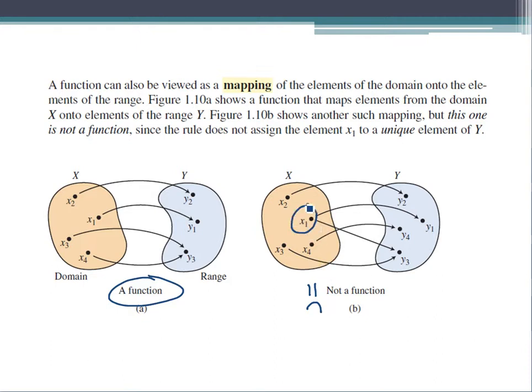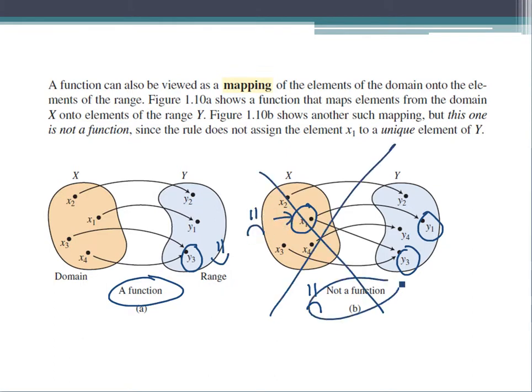Do you see which one? It's this x value right here, which they call x1. It's going to y1, and it's going to y3. That's not cool. All right, can't do that. Now, over here, y3 had two arrows going to it. That's fine, no problem. But this is the bad part. That's what makes this not a function.